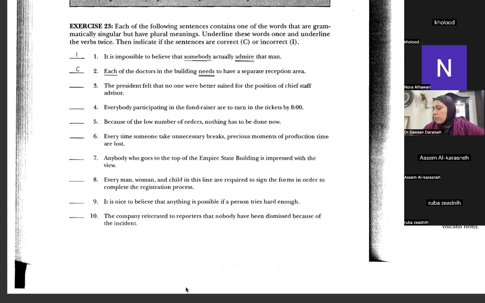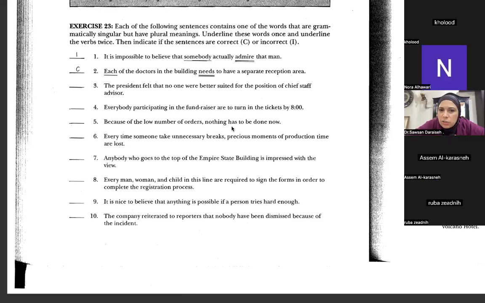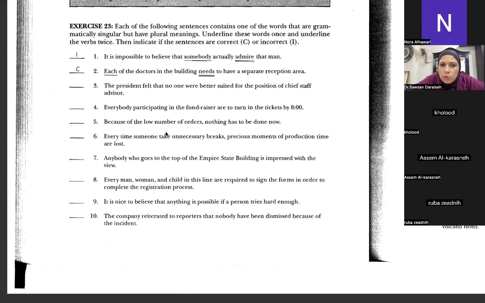I will choose number 5. Yes, because of the low number of orders, nothing has to be done. "Nothing" is singular, and "has" is singular. The sentence is correct. Amazing. Thank you so much. Yes, because we're talking about these words. You remember the words that we said are subjects and should be treated as singular. And so it is treated here as singular, nothing. Because of the low number of orders, good.